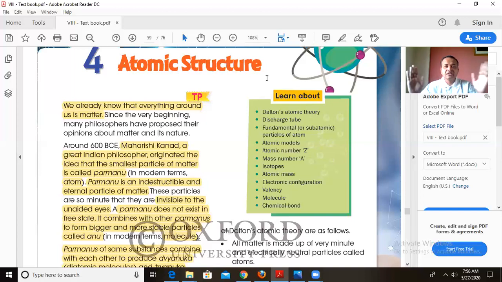Indestructible. You cannot destruct it. You cannot divide it. And this Parmanu is the eternal, basic particle of the matter. And he also said that these Parmanu are invisible. They cannot be seen by the naked eye.